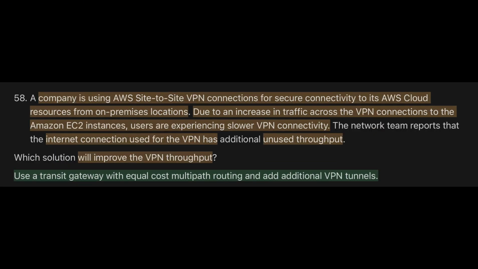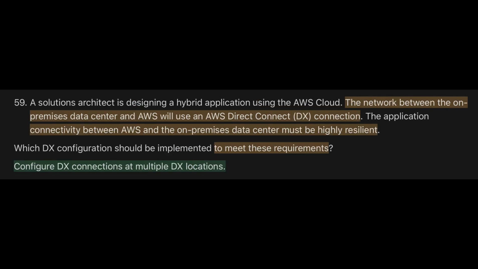Now let's say a company is using AWS Site-to-Site VPN connections for secure connectivity to its AWS cloud resources from on-premises locations. But due to an increase in traffic across the VPN connections to the Amazon instances, users are experiencing slower VPN connectivity, and the internet connection used for the VPN has unused throughput. So the solution that'll improve the VPN throughput is using a transit gateway with equal cost multipath routing and adding additional VPN tunnels.